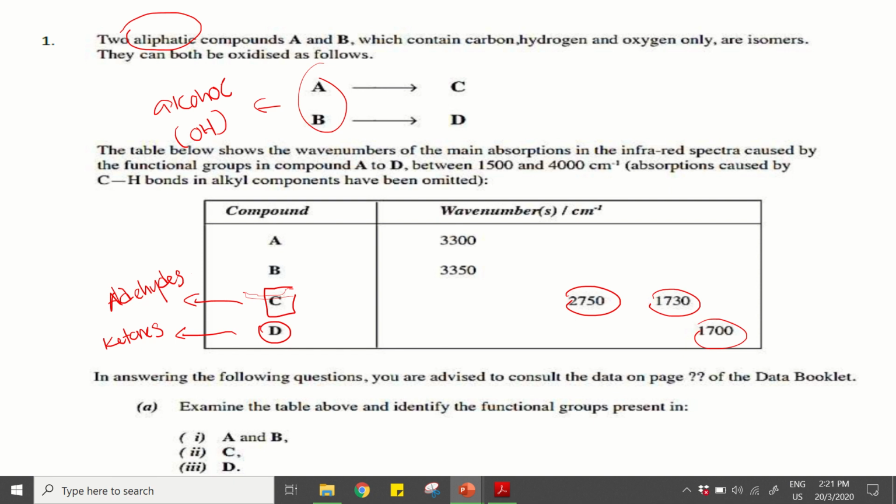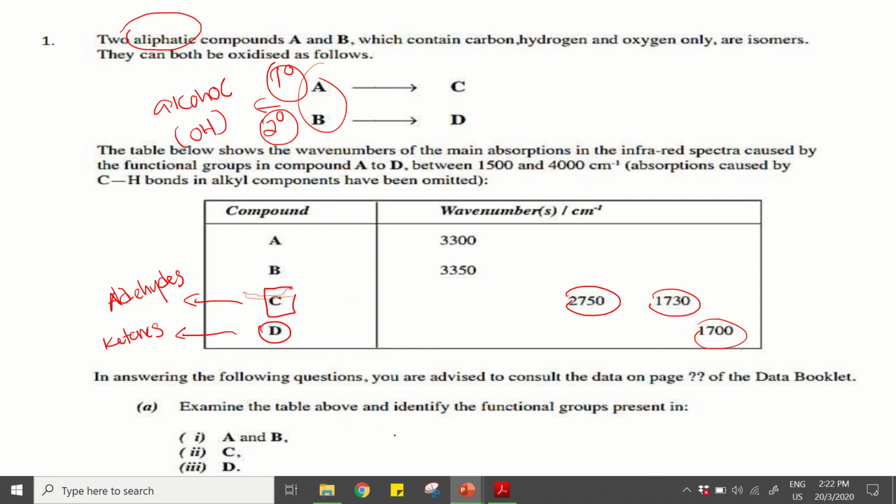So what we can do from here is make a deduction. A and B are both alcohols, and both can be oxidized into aldehyde and ketone, which means A is actually a primary alcohol, B is actually a secondary alcohol, and that's the reason why A oxidized into aldehyde because it's a primary alcohol, B oxidized into a ketone. Okay, so now we know A and B.